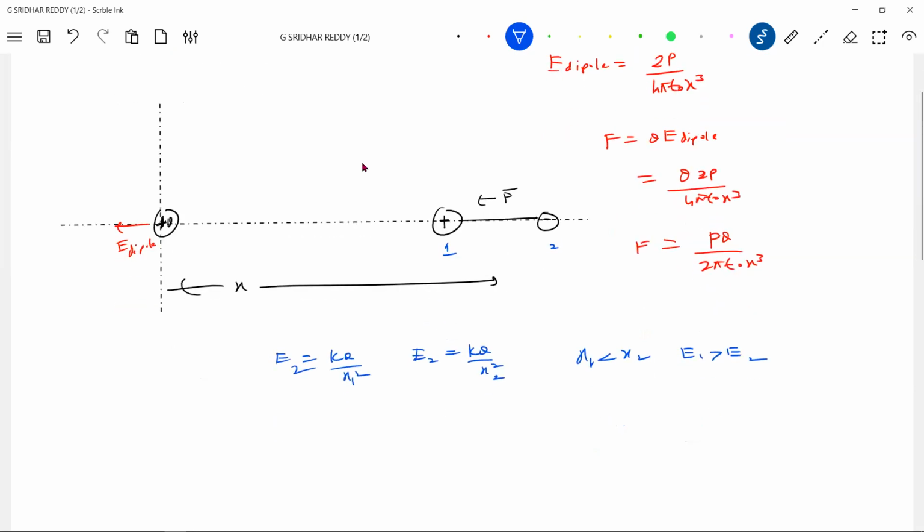Okay, there's a very fundamental problem. So that's why I'm trying to explain using both the methods. You can see clearly, this will experience a force F1, this will be F2. Since F1 is greater than F2, the net force on the dipole will be like this. Will it be attractive or repulsive? That one will be repulsive in nature.